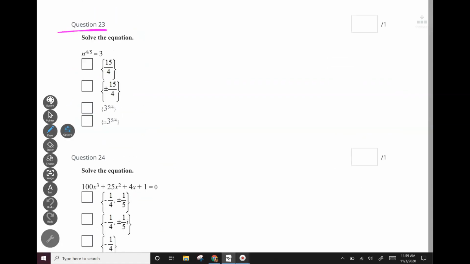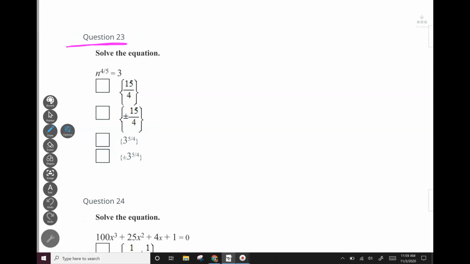Okay, number 23. I put this one on here because I think the answer choice was wrong. Let's check. So n to the 4/5 equals 3. I'm going to raise both sides to the 5 over 4 to cancel out that exponent. Because this is even, I need plus or minus. So that gives me plus or minus 3 to the 5/4, which should be the last one.